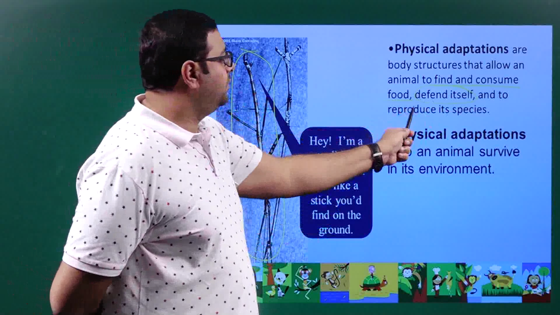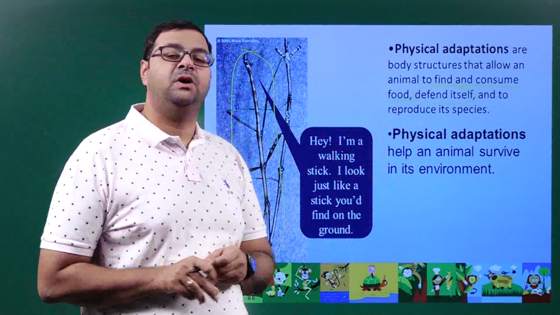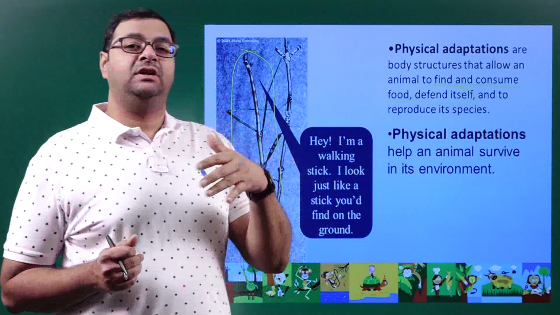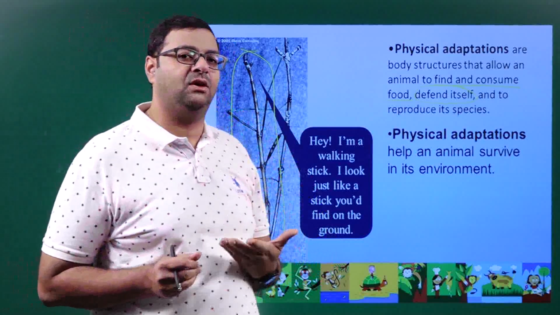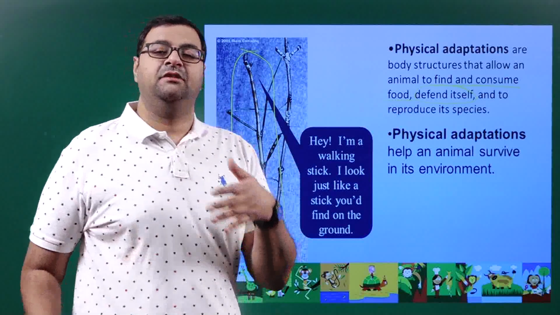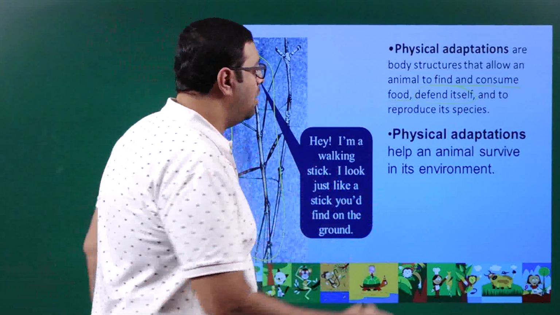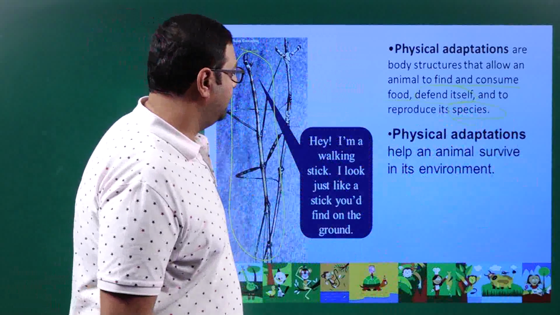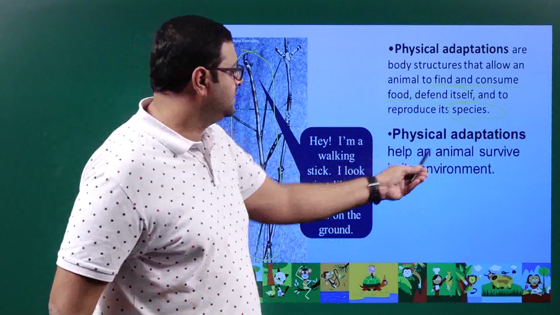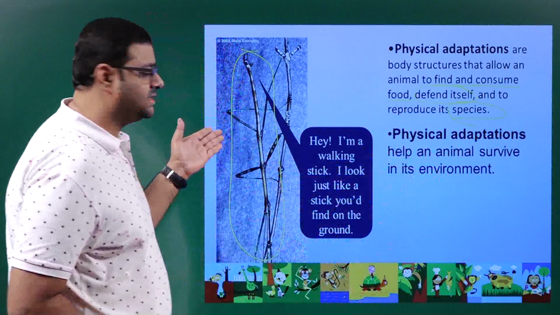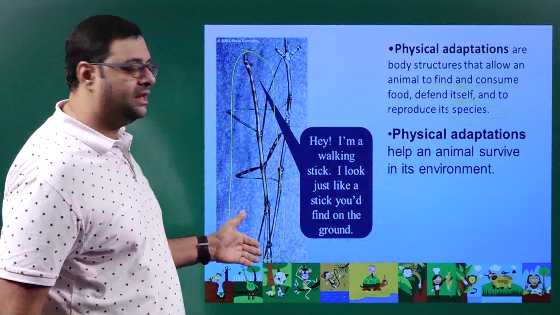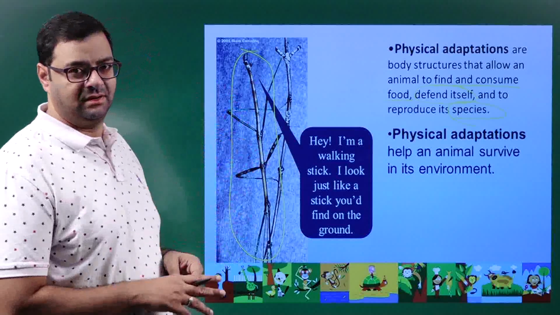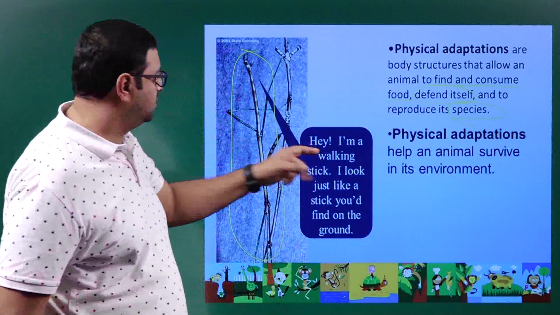Now, and to reproduce its species. Reproduce means what? In order for the organism to continue itself in the particular environment, it has to reproduce. If the organism reproduces, then only it will be able to continue its species. Physical adaptations help an animal survive in its environment. Obviously, because the physical environment is like this, the stick insect was able to adapt here.